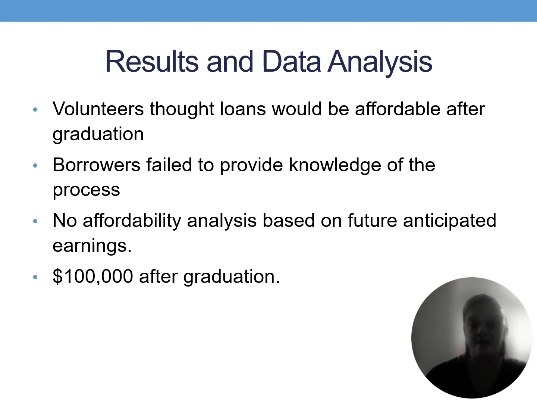That's a mouthful. The volunteers thought that loans would be affordable after graduation. They failed to provide knowledge of the process. They had not conducted an affordability analysis based on future anticipated earnings, and every individual surveyed expected to make at least $100,000 after graduation. As hypothesized, Brown was correct with his theories and is able to demonstrate the correlation between his ideas and the research results.